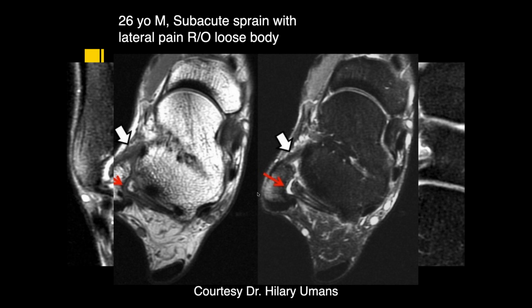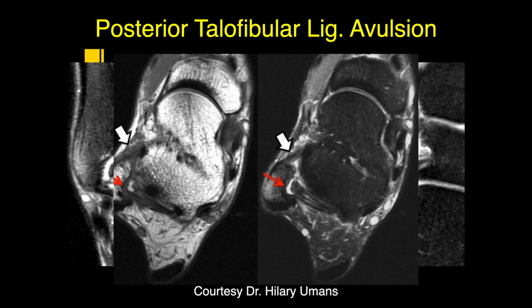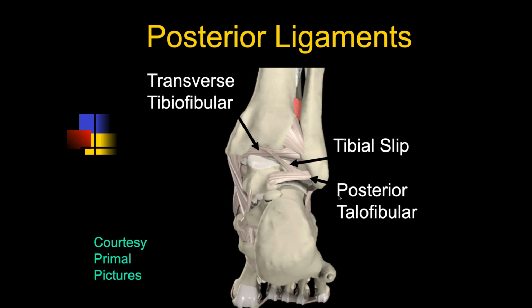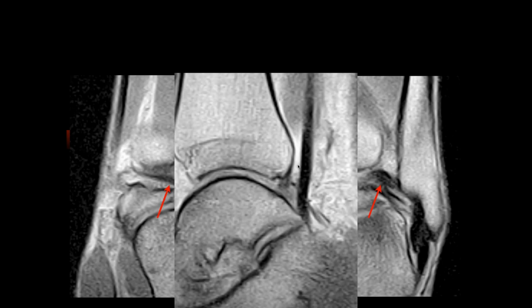Yeah. Well, I don't know if that's actually a little bony avulsion off the fibula. It goes all the way across here. Now this is actually an avulsion of the posterior talofibular ligament. Coming across there. Is there actually a piece of bone attached, you think? Yeah, that's an avulsion fracture right here of the posterior talofibular ligament. Right.